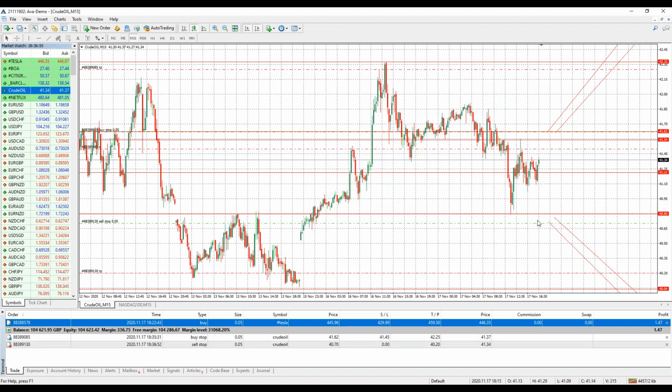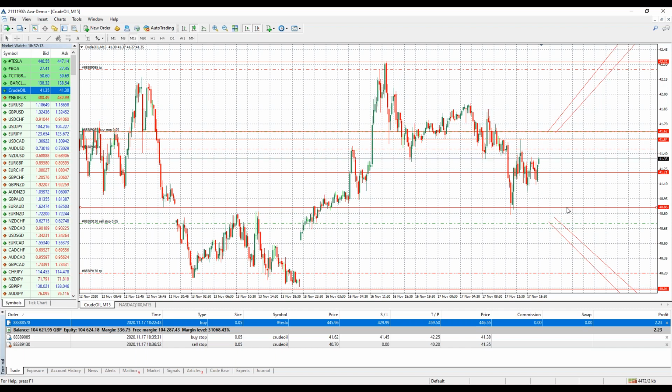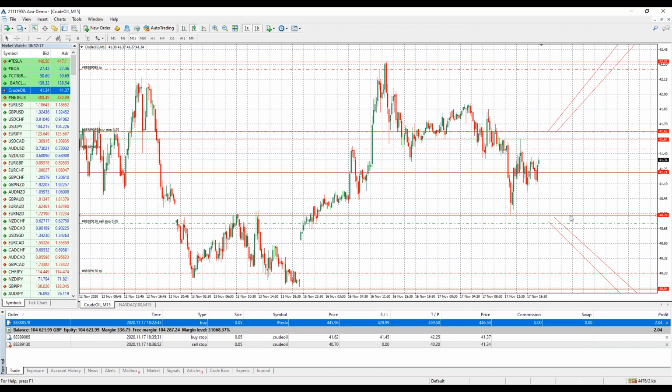If it breaks the support, it triggers a sell here, expecting a slide down towards the next support level, taking profit just before it reaches that support. And again, my potential risk is a lot less than my potential profit. And maybe let me slide this line a little bit. Slide that down and stop loss.